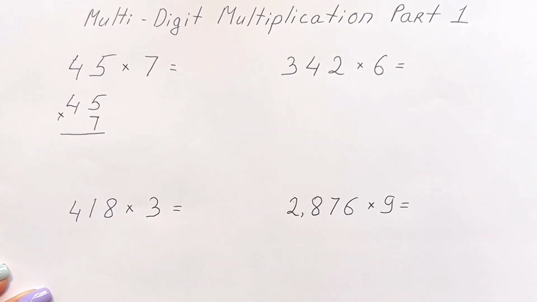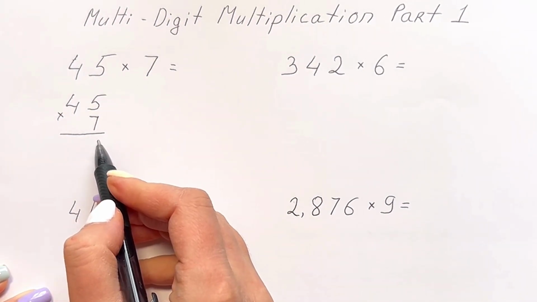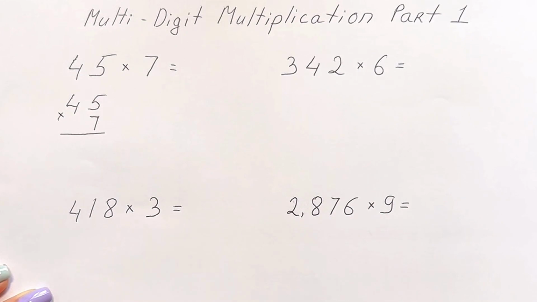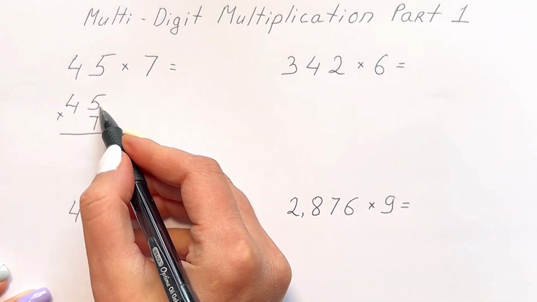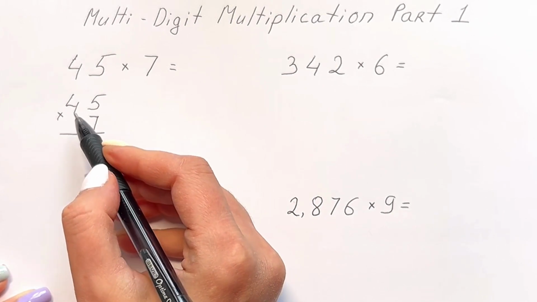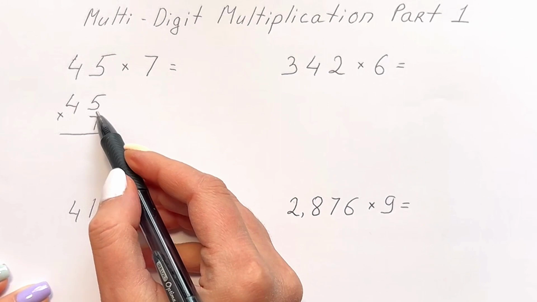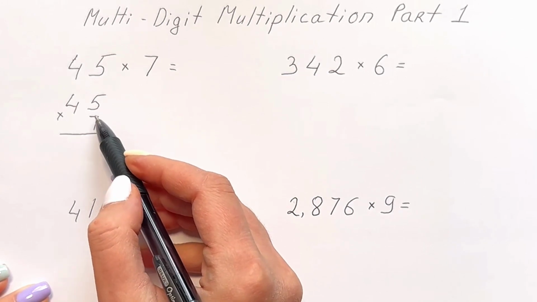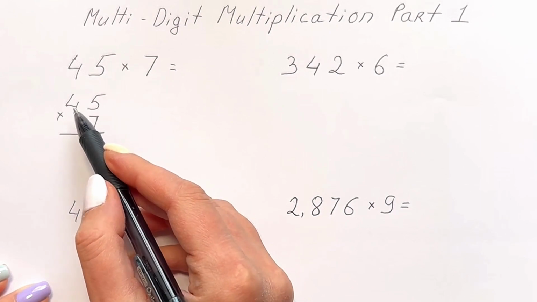Then, we have one digit on the bottom, which is 7, and we will multiply it by each of the digits in the top number. 7 we will multiply by 5, and 7 we will multiply by 4. Always we are starting from the ones place column, and then we are going to the tens place, from the right to the left.